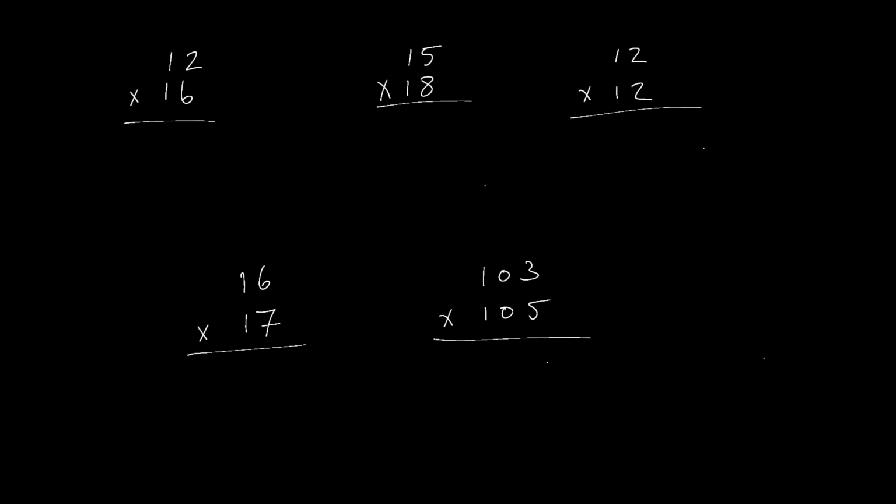Good day. I would like to show you guys how to multiply numbers when they're near a base number. A base number is a 1 followed by any number of zeros. For example, 10 is a base number, 100 is a base number, 1000 is a base number.